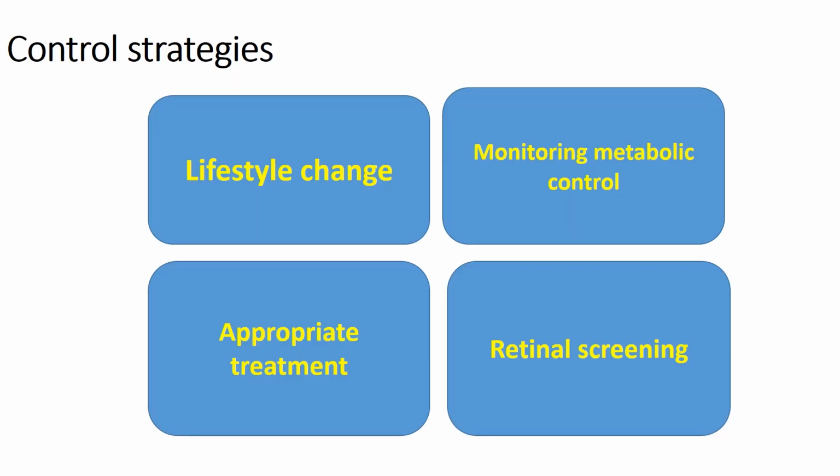The control measures for diabetic retinopathy are mainly four. Lifestyle change involves modifications in diet, in physical exercise, and in stopping smoking, among other factors. These help to control the blood sugar as well as to control other metabolic parameters.